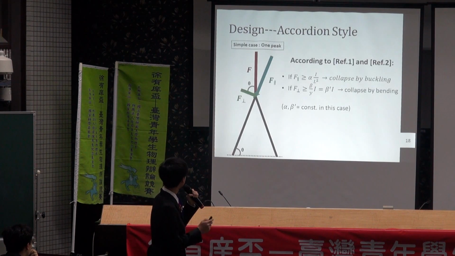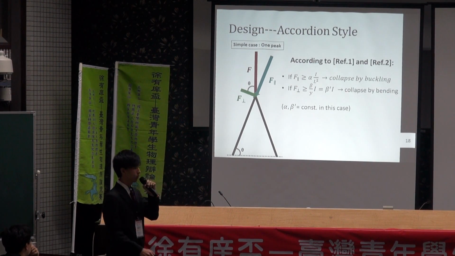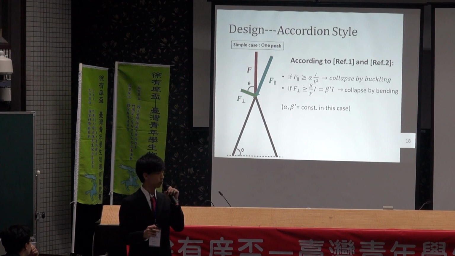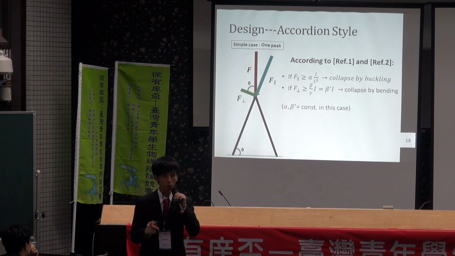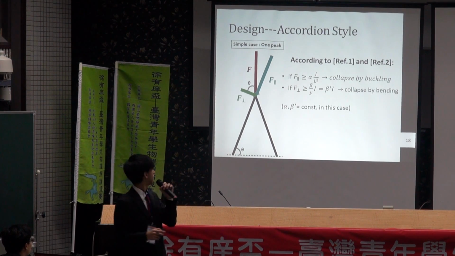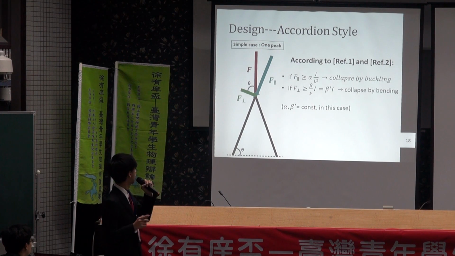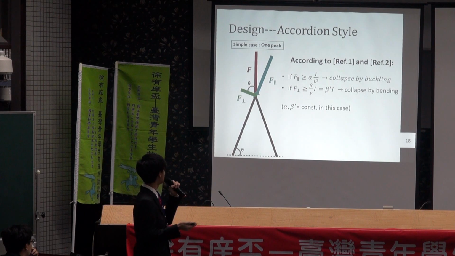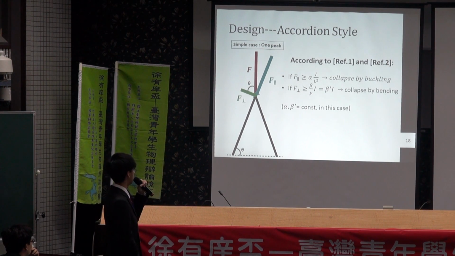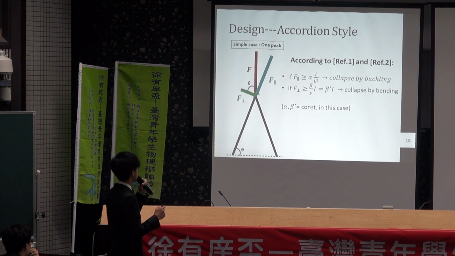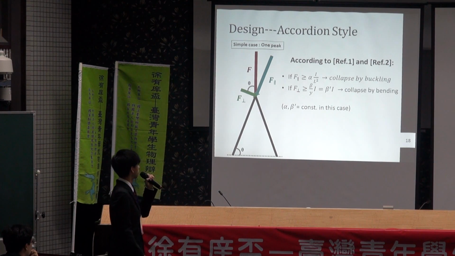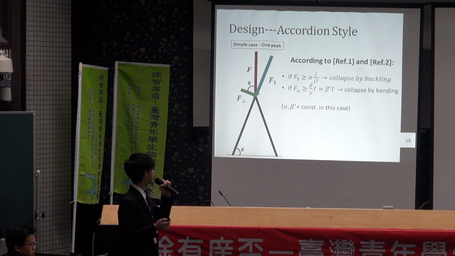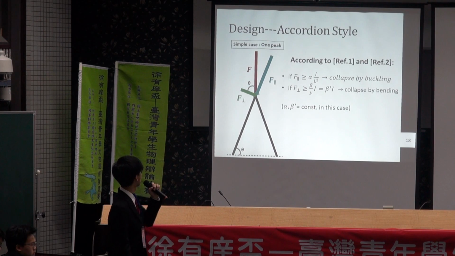So first, according to reference 1 and reference 2, if the parallel force F is bigger than alpha multiplied by I over L squared, the collapse is caused by buckling. And if the perpendicular force is bigger than a constant multiplied by I, then the collapse is by bending.